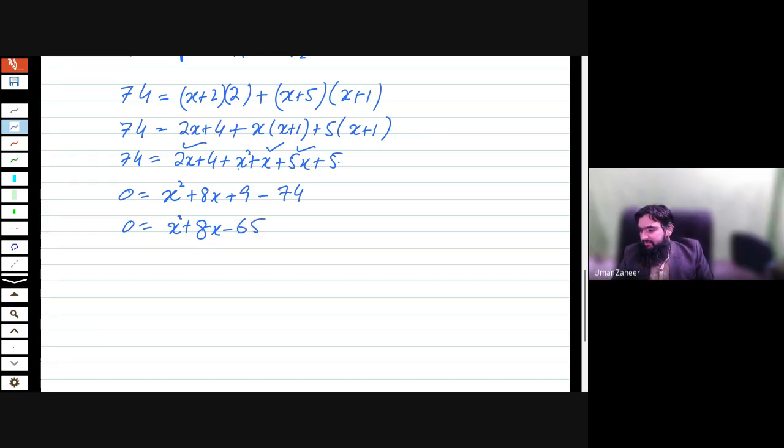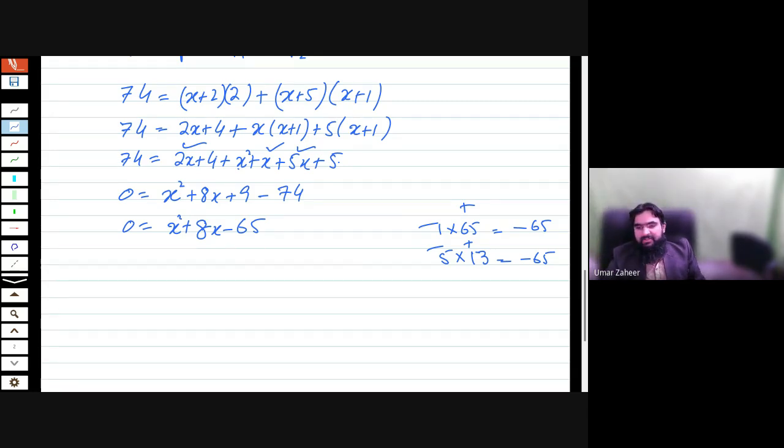All right, now we have to do the middle term breaking. So we have to find all the pairs: 1 multiplied by 65, 5 multiplied by 13, 5 times 1 is 5, 5 times 3 is 15. We need a negative answer and the middle term is positive, meaning the bigger term has a positive sign and the smaller term has a negative sign. So look at which pair, when you multiply, gives minus 65, and when you add them, gives plus 8.